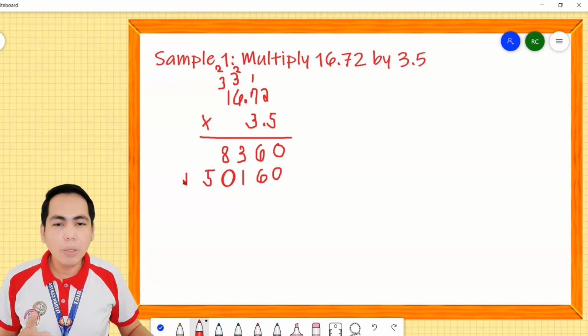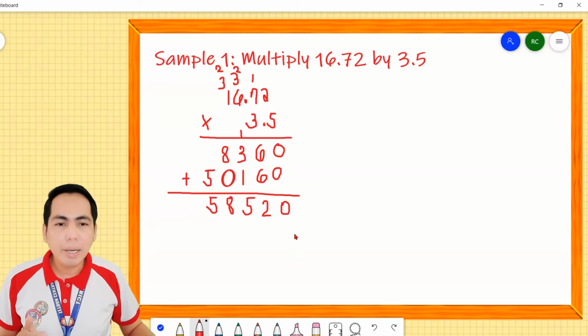And then we are going to add now our initial products. 0 plus 0 is 0. 6 plus 6 is 12. Regroup 1. 1 plus 3 is 4 plus 1 is 5. 0 plus 8 is 8. And then we have to bring down 5.